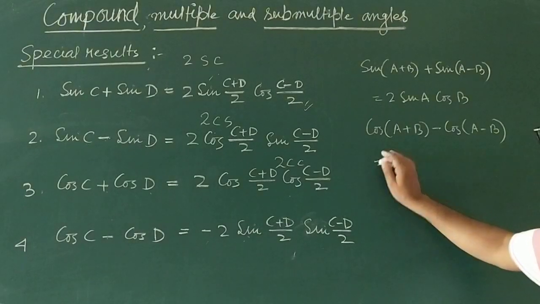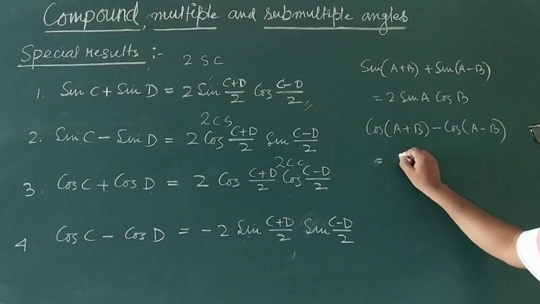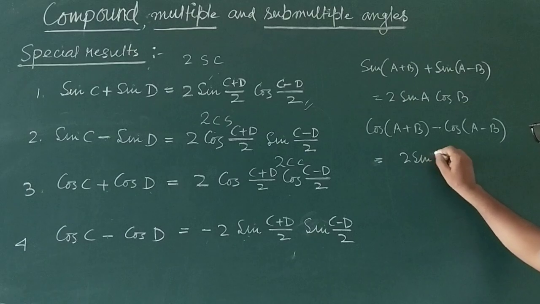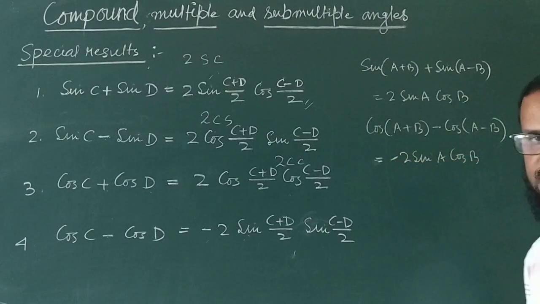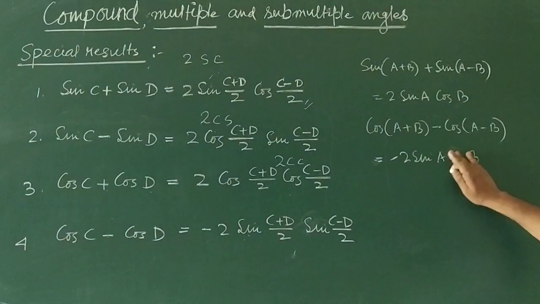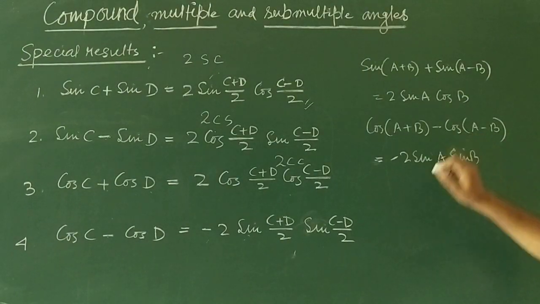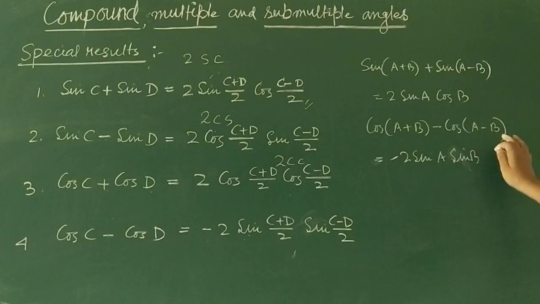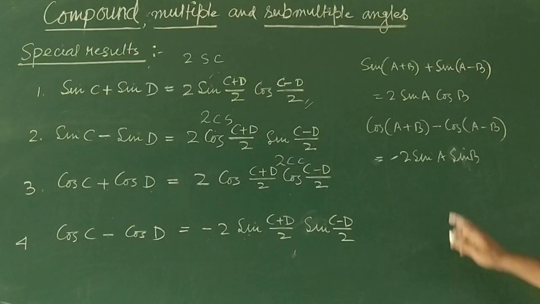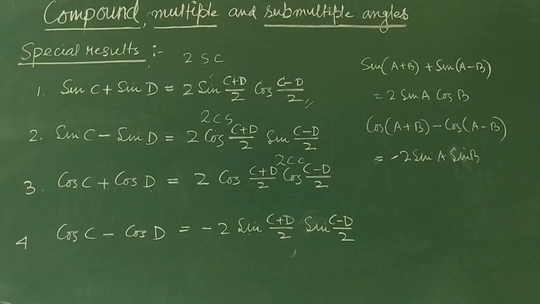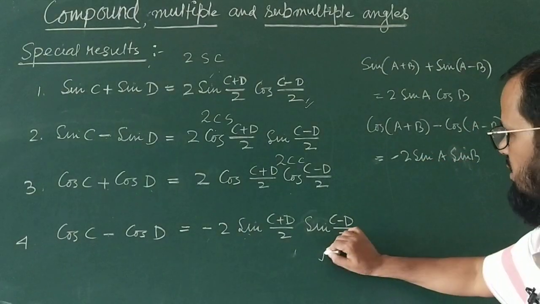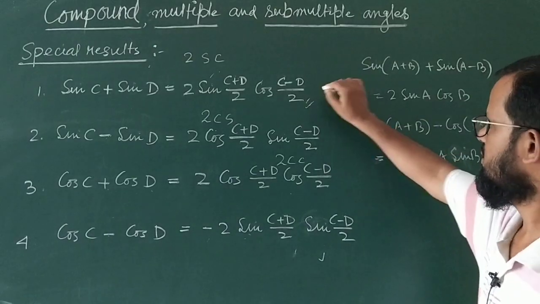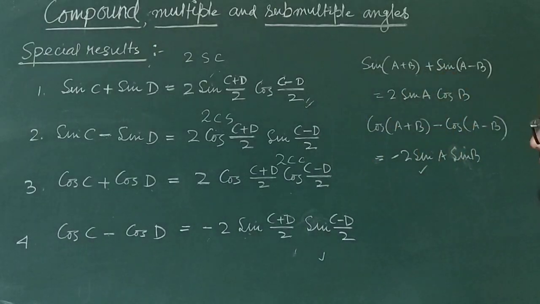The formula is 2 sin A sin B, I'm sorry, minus 2 sin A sin B. Cos(A+B) minus cos(A−B) equal to what? Minus 2 sin A sin B. So these are the two formulas I am using. To prove this, I have used this formula, and to prove this, I have used this formula. So just remember, review these two formulas.